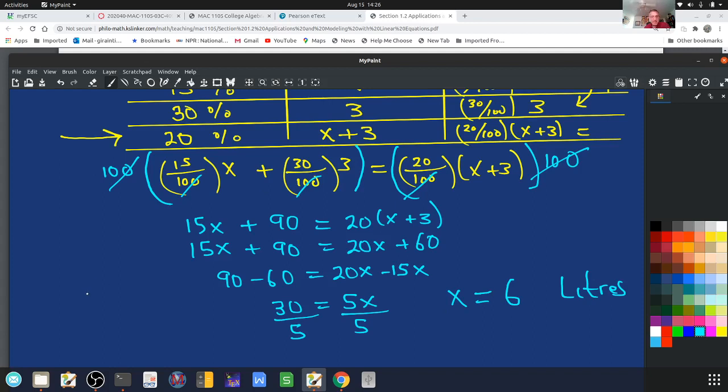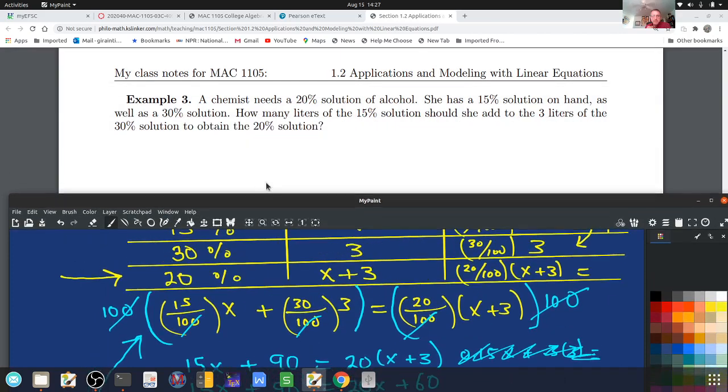So what made this key? The simple thing is, I didn't try to convert these to decimals. I cleared the denominators. Otherwise, I would have had something like 0.15x plus 0.3 times 3 is equal to another decimal. I don't want to deal with that. So much easier just to clear the denominators. Okay, so let's do another problem.